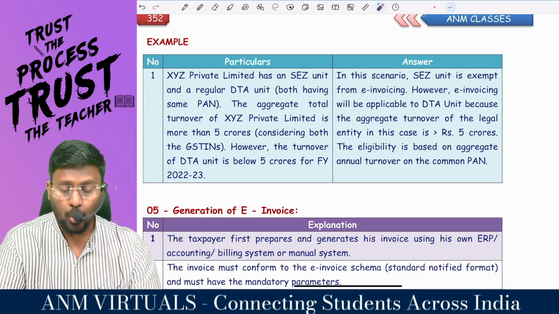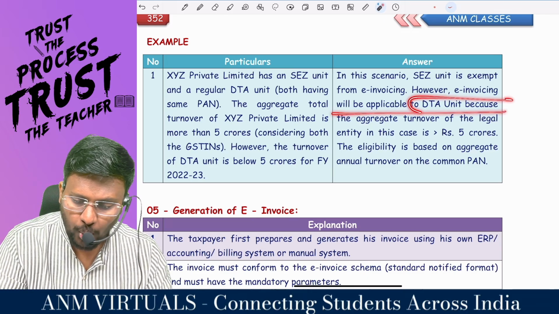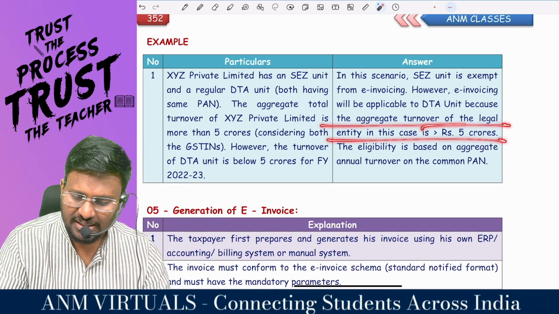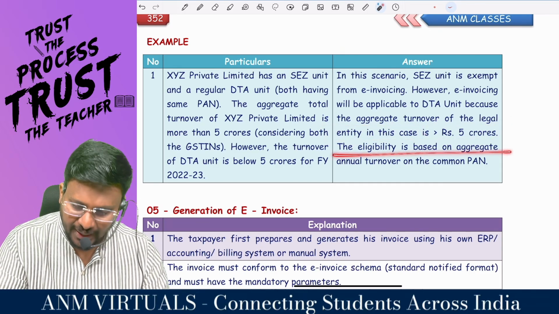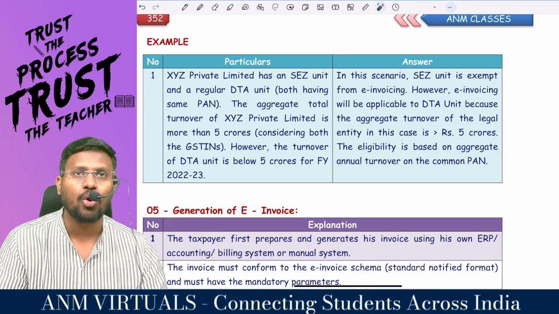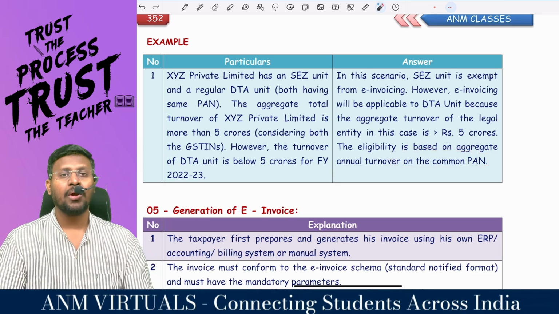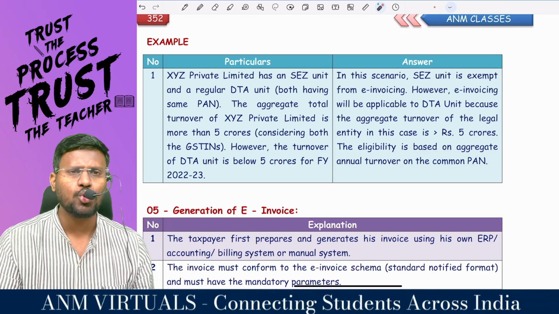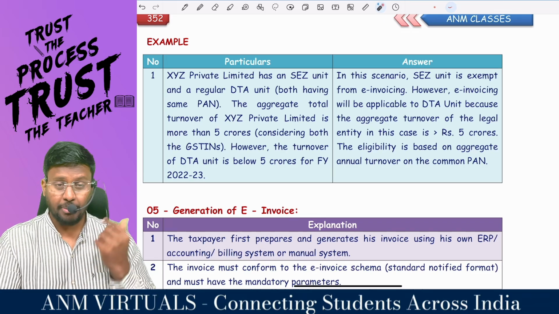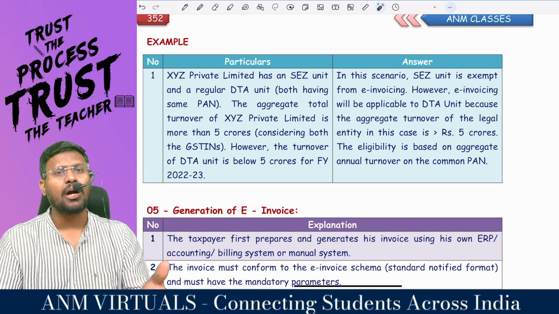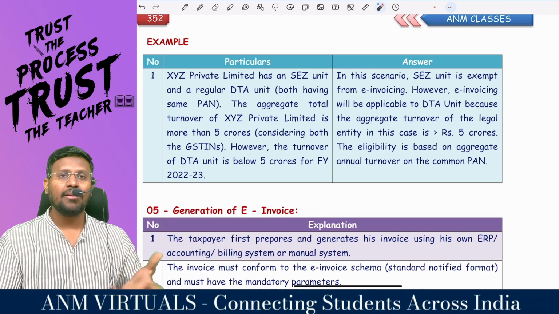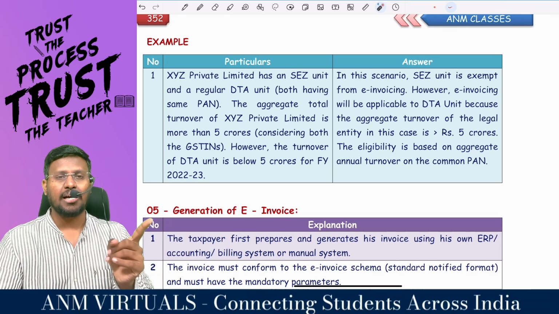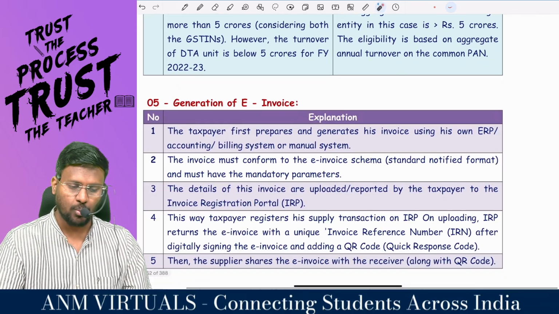Right, sir? However, e-invoicing will be applicable to what unit? Because the aggregate turnover of the legal entity in this case is more than how much crore? Eligibility is based on aggregate turnover on the what PAN. Because if your aggregate turnover exceeds, you are supposed to raise the what invoice. So, because of the exception covered, SEZ is exempted. They are not supposed to raise the what invoice. But the DTA will not escape from that. Sir, DTA has to mandatorily raise the what invoice.